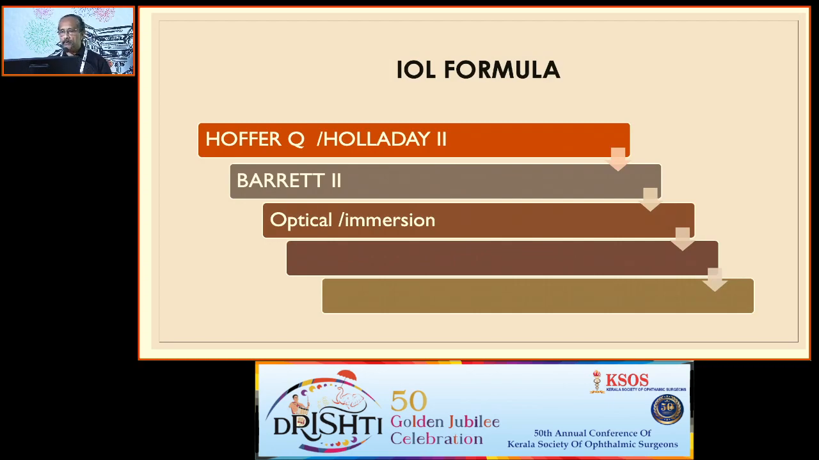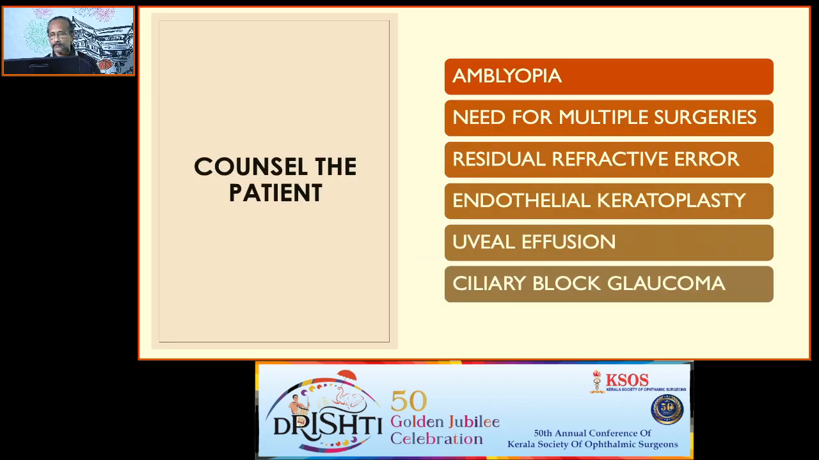And the IOL formulas we use for short eyes are Hoffer Q and Holladay 2 earlier. Now we use Barrett Universal 2 for all ranges of axial length. And we can do both optical as well as immersion scan by an experienced biometrist.